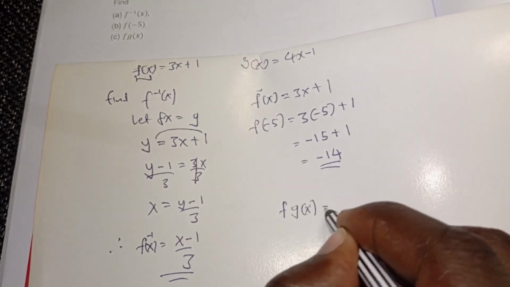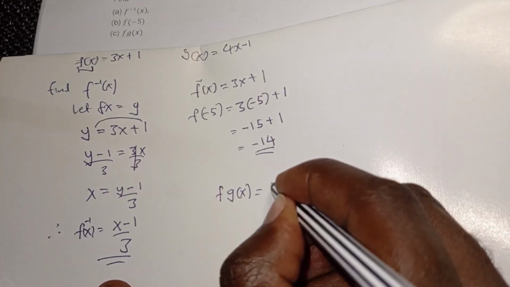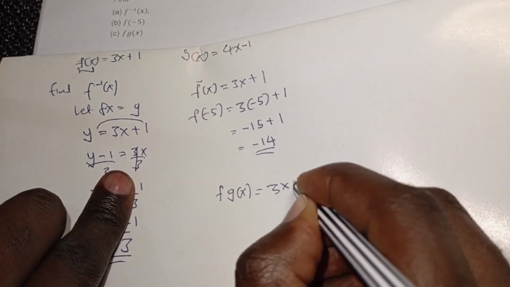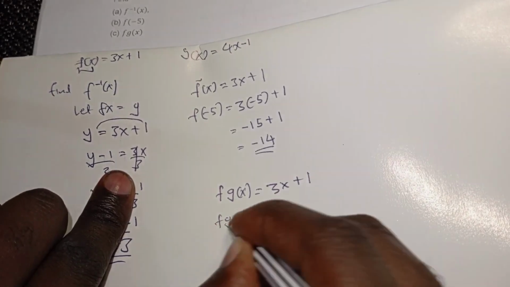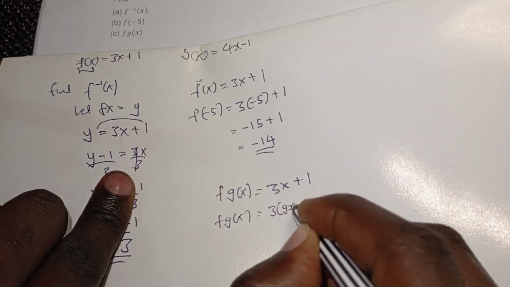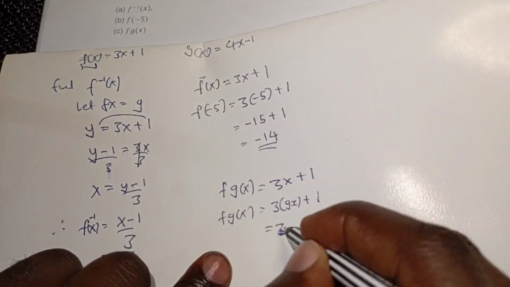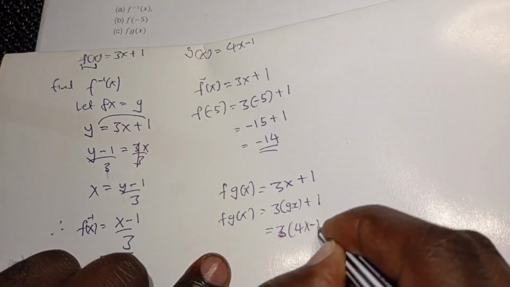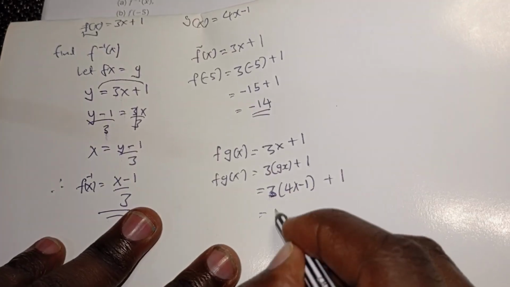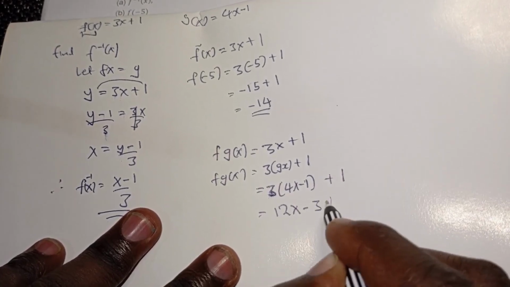Then fg of x is a good one. Okay, so how we solve it, we write f of x first. f of x was 3x plus 1. So write 3x plus 1. Then f of g of x will be 3, in place of x here, you put g of x, plus 1. So 3, what is g of x? It is 4x minus 1. So 3 times 4x minus 1. Remember, there is a plus 1 there. So this will give us 12x minus 3, then plus 1.